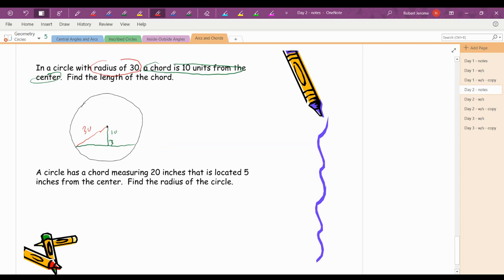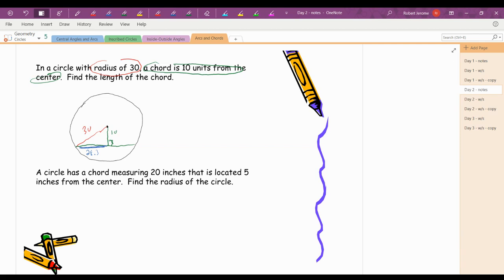The only thing I can do here is Pythagorean theorem to find the missing side of that triangle. So this is what we're going to do right here. So we have 30 squared minus 10 squared. And we're going to take the square root of that, 28.3. That's the side of the triangle.